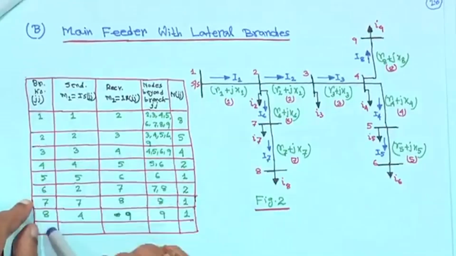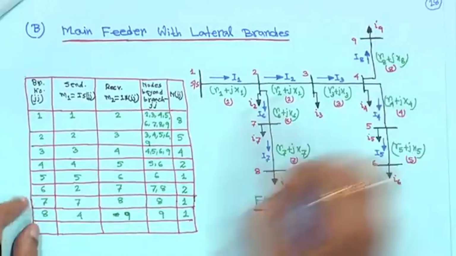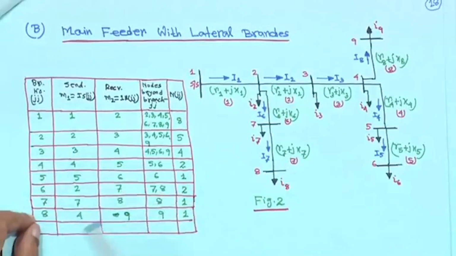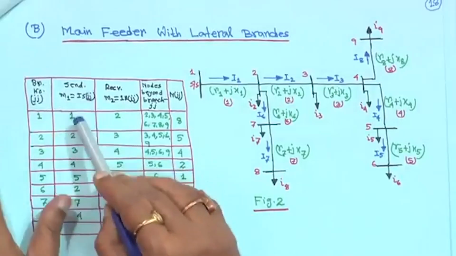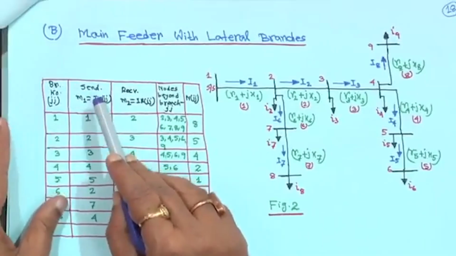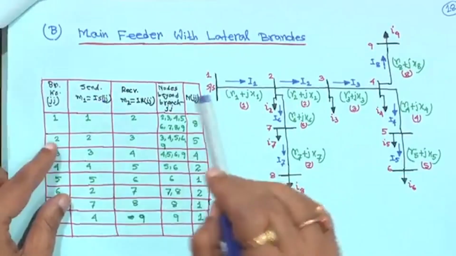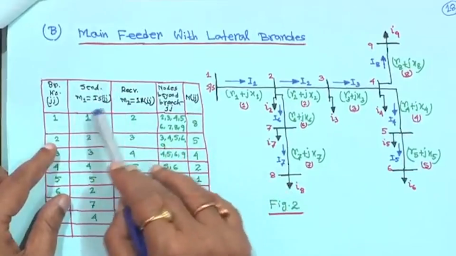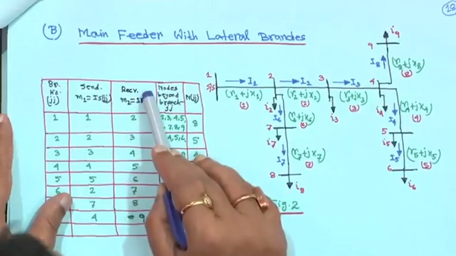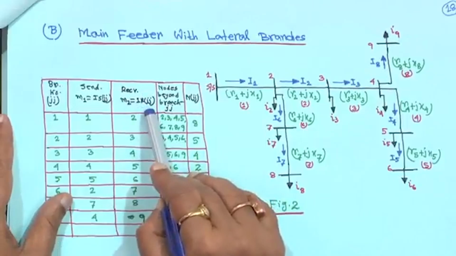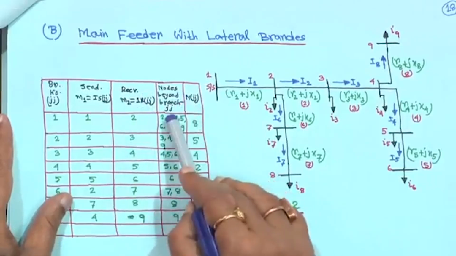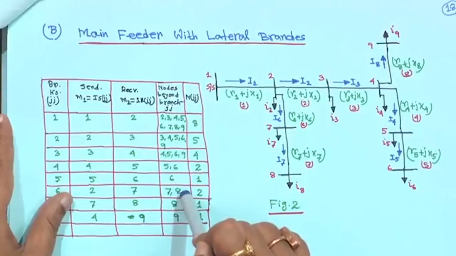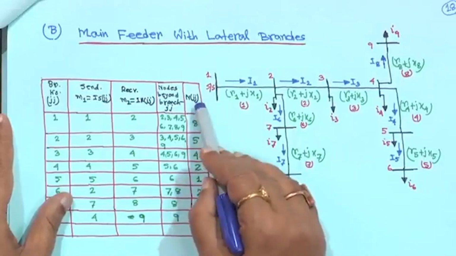Now with this you make this table first. This is the branch number; you have a total of 9 nodes, so you have 8 branches, 1 2 3 4 5 6 7 8. Then the sending node, which I have written in short because of space problems on this page: M1 is equal to IS(JJ), the sending node, M2 is equal to IR(JJ), the receiving node, then the nodes beyond branch JJ, and NN(JJ), the total number of nodes beyond branch JJ.